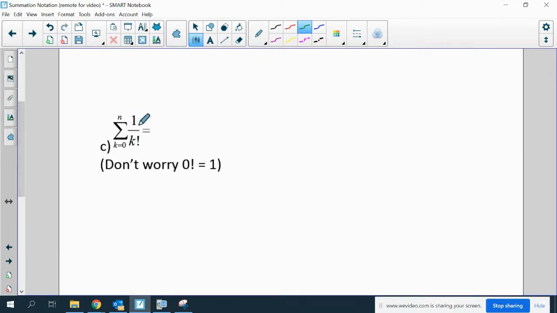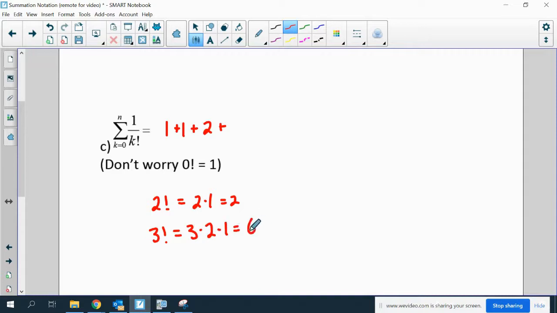Now, k equals 0 to n, 1 over k factorial. Don't worry, 0 factorial is 1. So if I plug in 0, I get 1. If I plug in 1, 1 factorial is 1. If I plug in 2, 2 factorial is 2 times 1, which is 2. If I plug in 3, 3 factorial is 3 times 2 times 1, which is 6. If I plug in 4, I get 4 times 3 times 2 times 1 in the denominator, which is 24. All of these are supposed to be fractions.